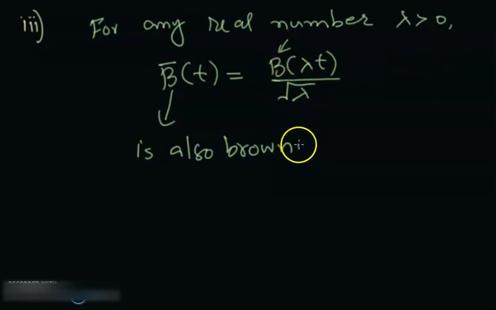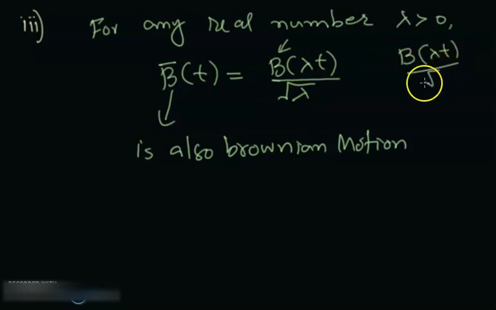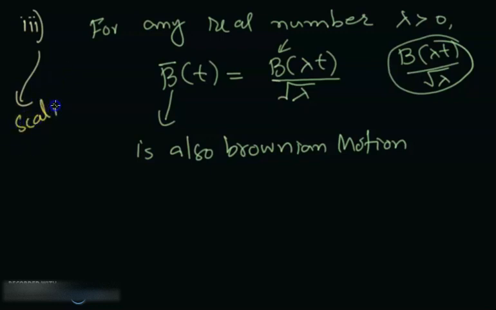So you have a Brownian motion, and you're scaling it basically with this factor. You compute it at lambda t and you divide it by square root lambda. It is again a Brownian motion, and this third property is known as scaling invariance. So you are scaling the Brownian motion, it is again Brownian. So the scaled version of Brownian motion is a Brownian motion.